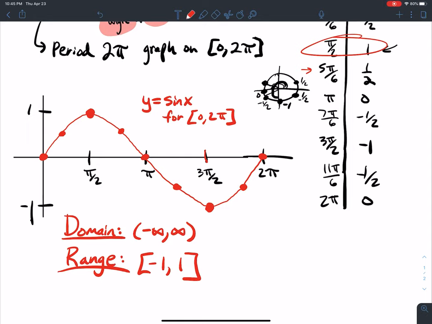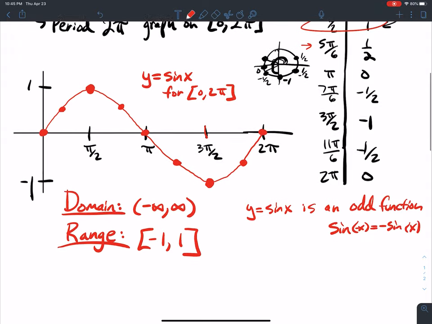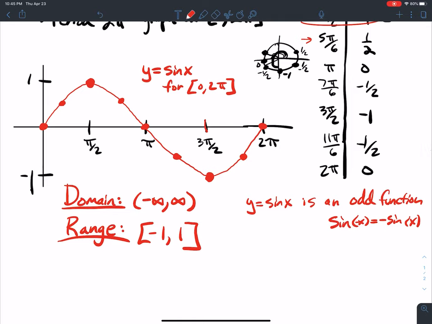So the sine function is an odd function. So y equals the sine of x is an odd function. What does that mean? That means that sine of negative x equals negative sine of x. That's the odd function definition. It has symmetry of the graph with respect to the origin. So this graph is symmetric about the origin.